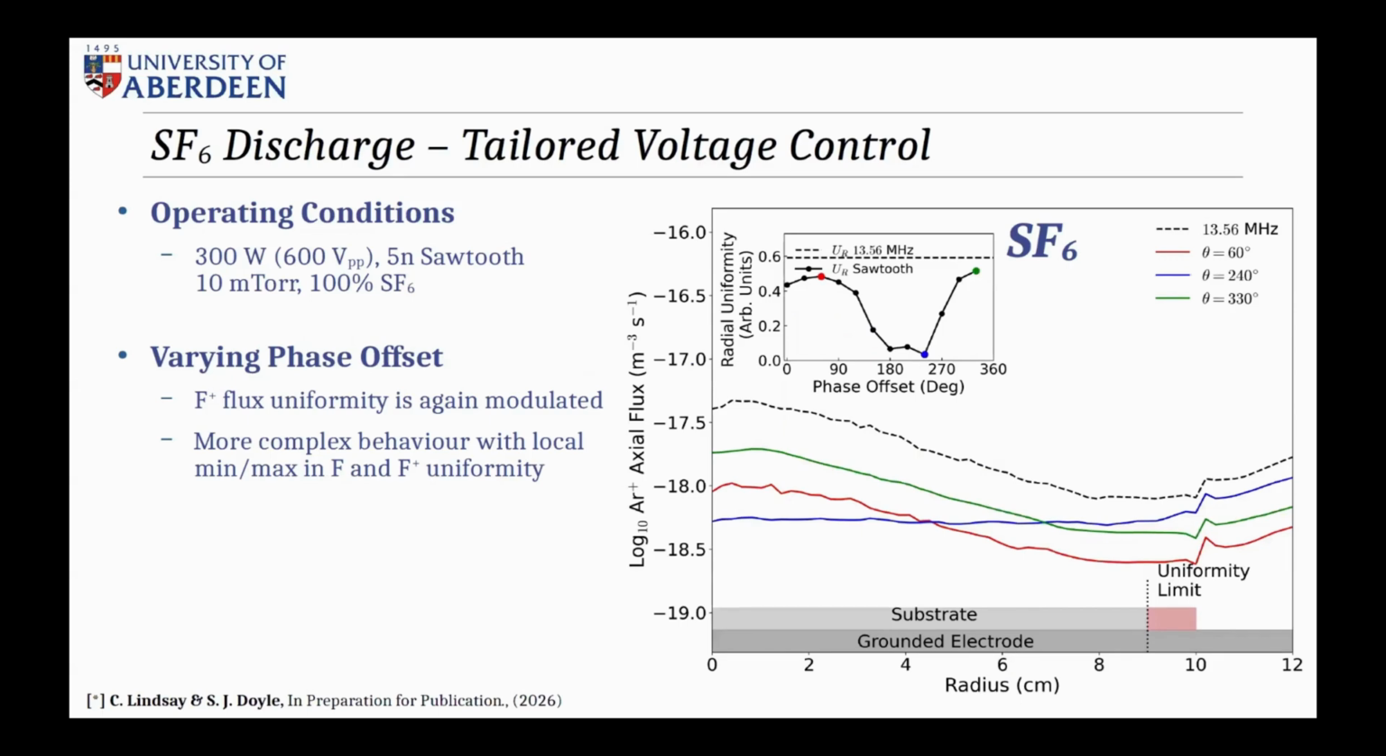This is the fluorine, not argon, I apologize, that's fluorine. The fluorine plus ion hitting the surface. This is the actual flux hitting the surface. And then again, the uniformity plotted there. Remember, lower is better, zero means flat line.